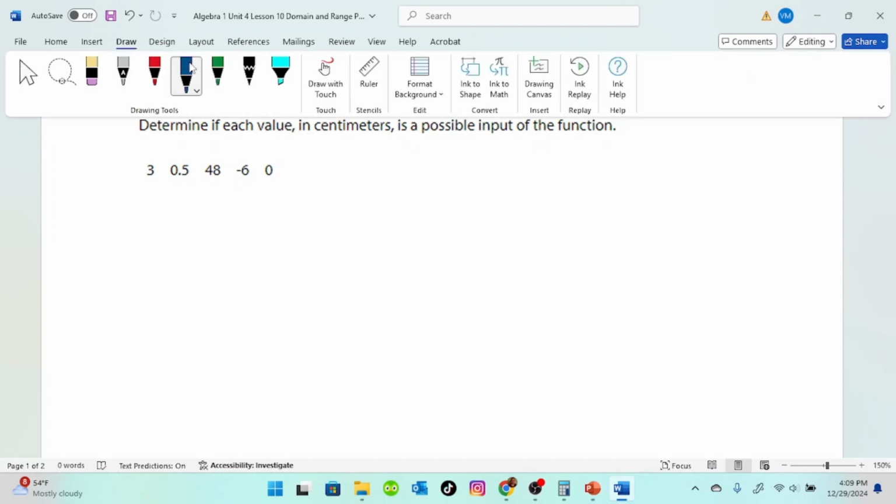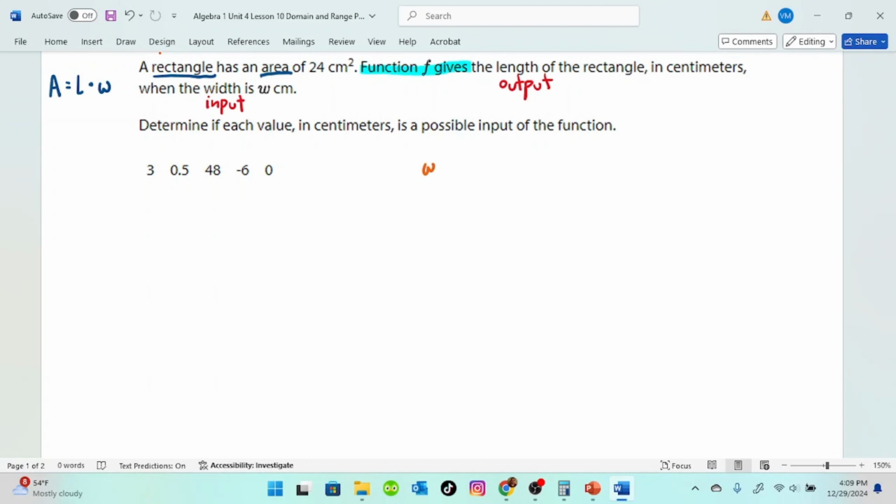And so when I'm trying to figure this out, the width of a rectangle could not be negative. If it was negative, there wouldn't be a rectangle. The width also couldn't be 0 because if it was 0, you would have a straight line, not a rectangle. So we know that the width has to be positive.